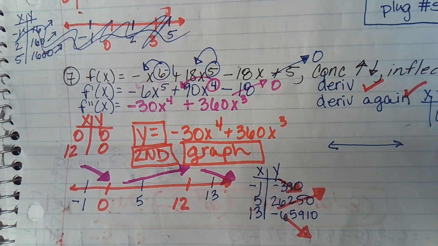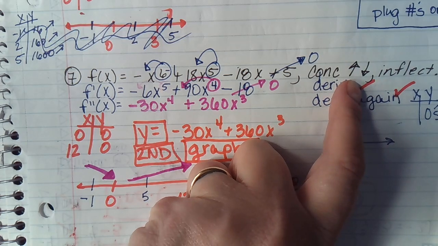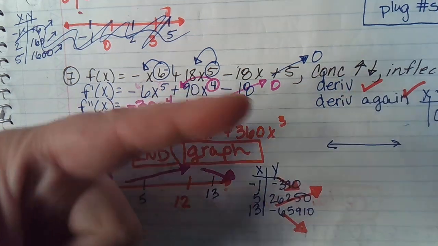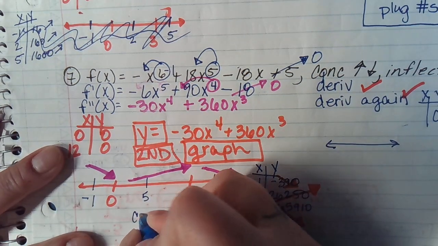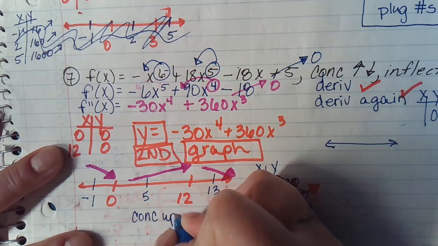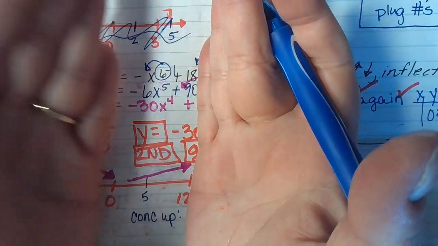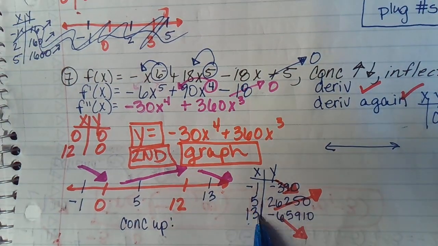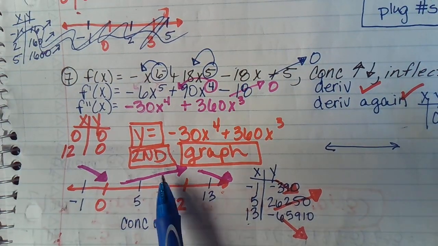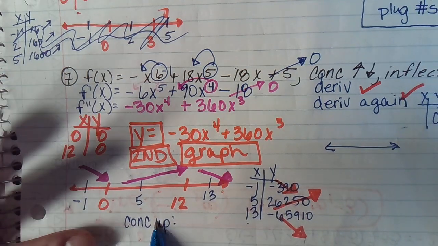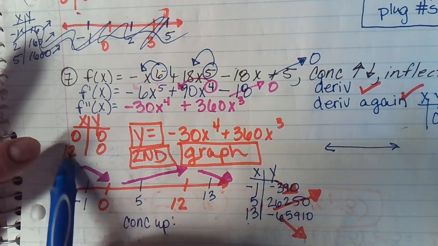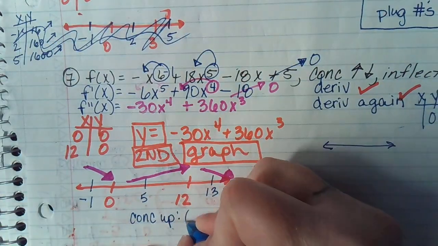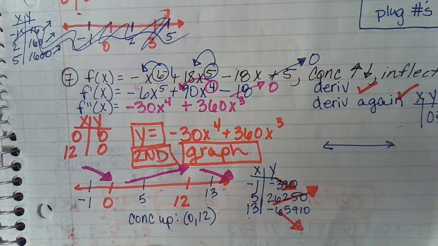All right. This is asking for concave up and concave down. Concave up is whatever has the up arrow. So up in this middle, and it starts from 0 to 12. You don't put this 1, 5, 13. All we did, we used those to figure out what kind of arrows we're going to draw. When you write concave up and down, you use these numbers from the original T-chart. Okay, so we're concave up from 0 to 12, and that's the only up.